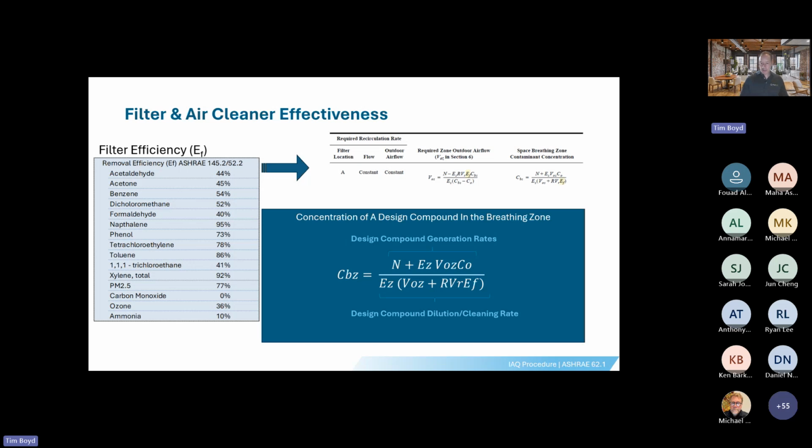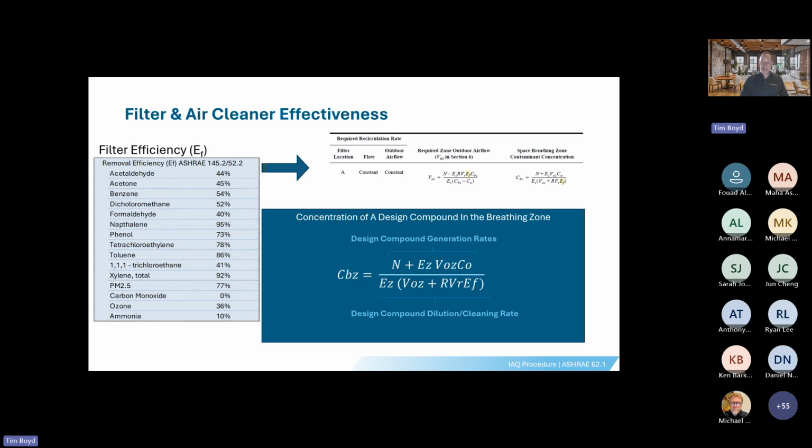So now understanding this equation, I'm going to blow it up one more. I'm going to just highlight this, but notice the calculator runs the equation for each component, right? So it runs the equation, N is the contaminant in the space for acetone and benzene and formaldehyde and so on. So it goes down each time and runs that equation to find out what is the concentration in the breathing zone for each of those contaminants.